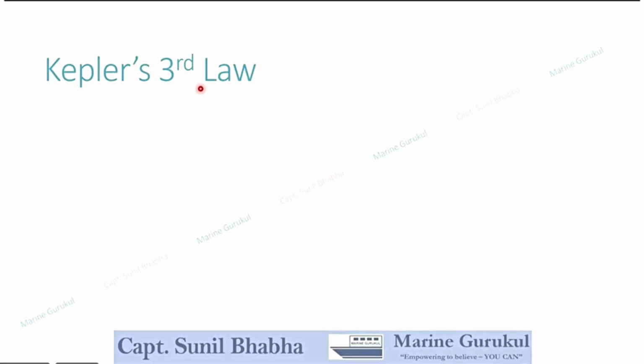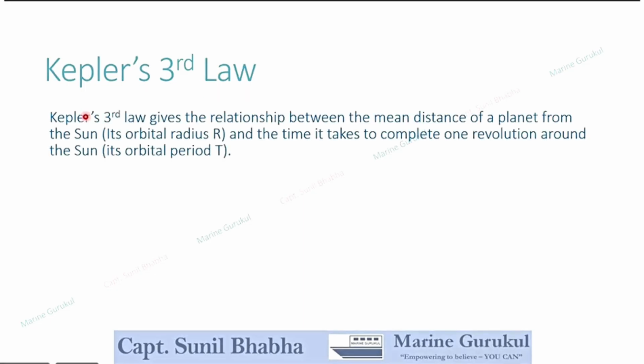Now moving on to Kepler's third law of planetary motion. Kepler's third law basically gives us the relationship between the mean distance of a planet from the sun, also known as its orbital radius, represented by R, and the time it takes to complete one revolution around the sun, also known as its orbital period, represented by T. So the third law gives us a relationship between the orbital radius and the orbital period of a particular planet.